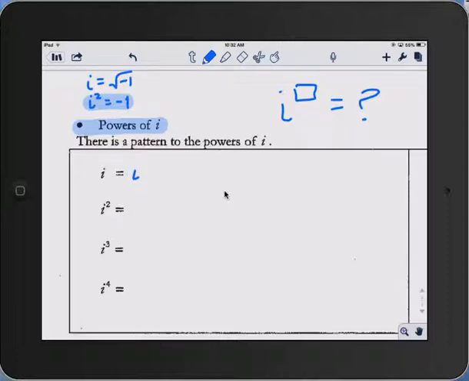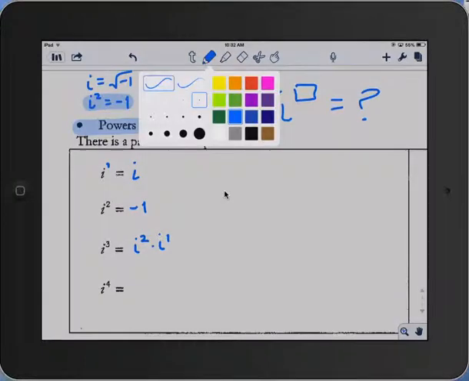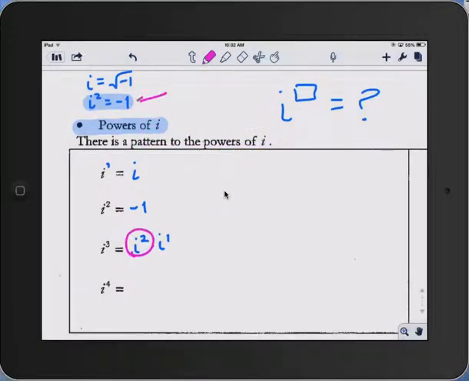So i to the first is just i. Okay, i squared we know is -1. i cubed you can think of as i squared times i, because remember when you multiply like bases you add the exponents, and 2 plus 1 would be 3. Well, i squared is equal to -1, so that would turn into -1 times i, or -i. And then i to the fourth is i squared times i squared, so that would be -1 times -1, which is +1. Now this pattern will continue.